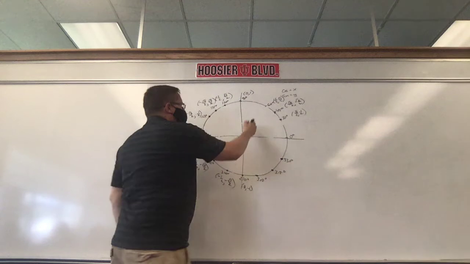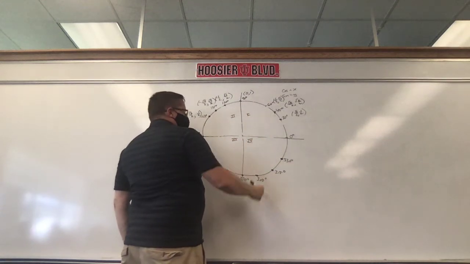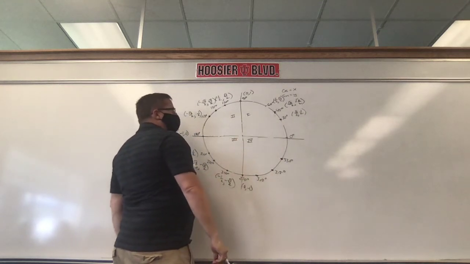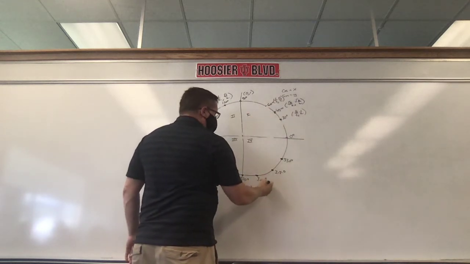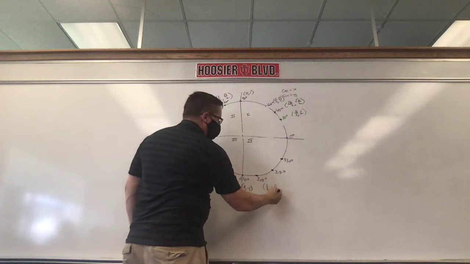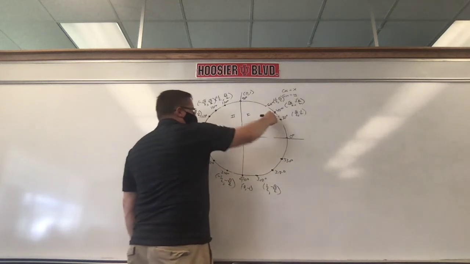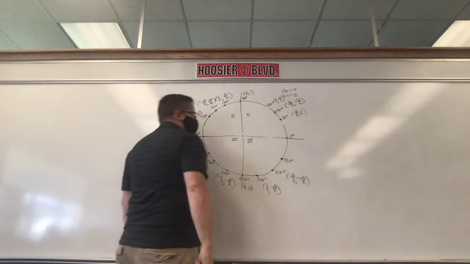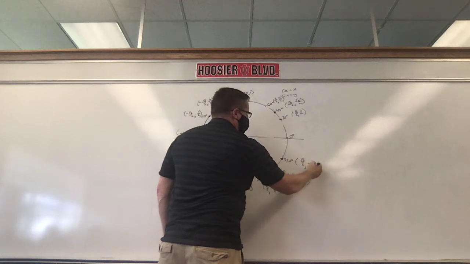In case you forgot your quadrants, this is quadrant 1, 2, 3, 4. So if I'm doing 300, where am I going to look? 60. Well, instead of positive 1/2, positive radical 3 over 2, it's going to be positive 1/2, negative radical 3 over 2. Where's 315 going to come from? 45. It's going to be radical 2 over 2, negative radical 2 over 2. And for 330, we're going to look at 30: radical 3 over 2, negative 1/2.